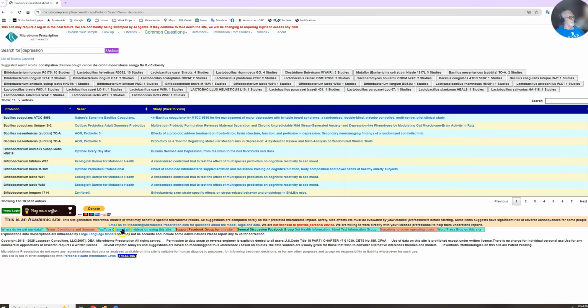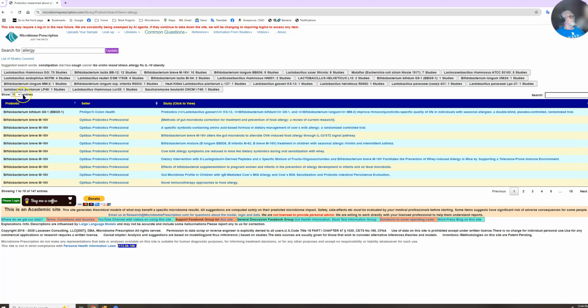Okay, so we have it there. We can go over and look at other things. So if you have something like allergy, and just click update, and there we have the same thing. We have Rhamnosus GG, we have 70 studies. So number one choice is Lactobacillus rhamnosus GG.